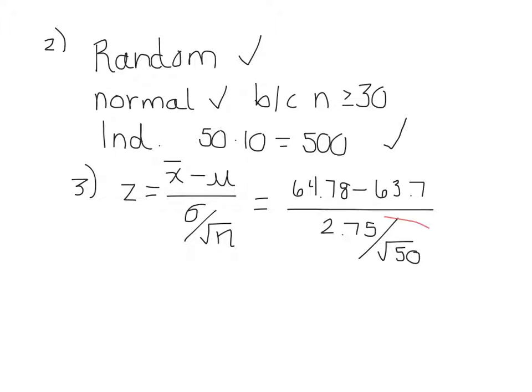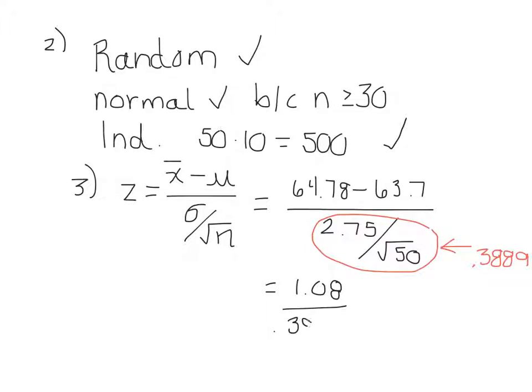So we're typically in the habit of calculating the standard error of our statistic first. When I divide 2.75 by the square root of 50, I get a standard error equal to about 0.3889. My numerator, the difference between my sample average and the claimed population average, would be equal to 1.08. So my test statistic can be found by taking 1.08 and dividing by the standard error of my sample averages, 0.3889. And I get a test statistic of 2.78 if I round to 2 digits after the decimal point.